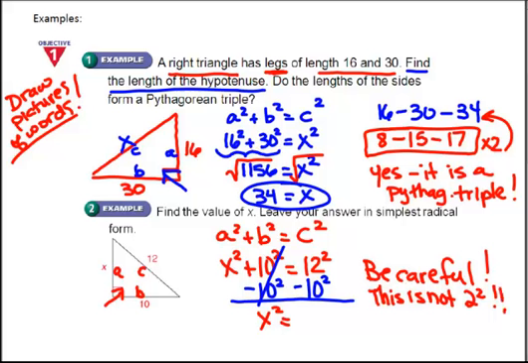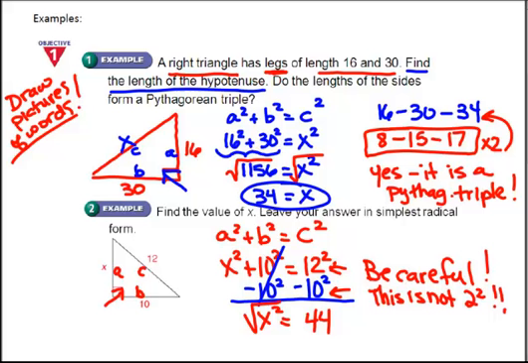This is not the number 12 right here. That's 144 because it's 12 squared. This is not the number 10. It's 10 squared, which is 100. Use your calculator and type in 12 squared, take away 10 squared. You should get an answer of 44.